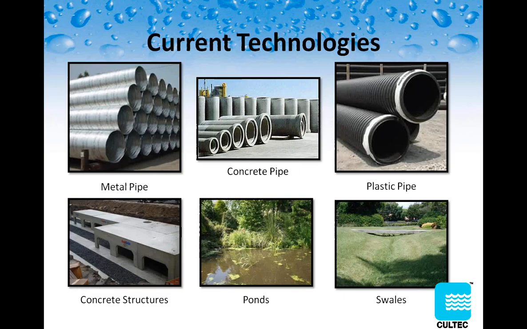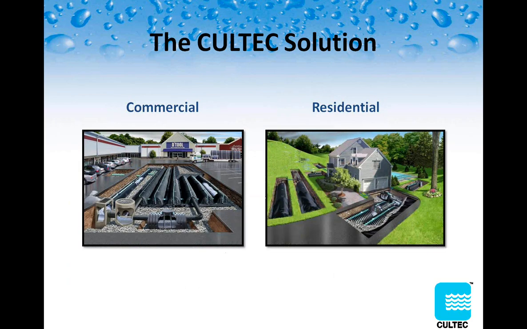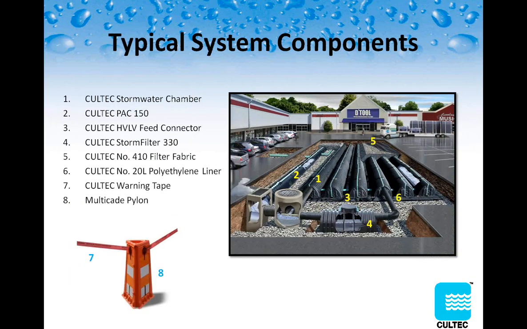Currently today, there are different technologies used for subsurface stormwater systems and above ground systems, such as metal pipe, concrete pipe, plastic pipe, concrete structures, ponds, and swales. And CULTEC is a great option for both commercial and residential applications. I'm going to go into some detail, taking each one of those and breaking it down.